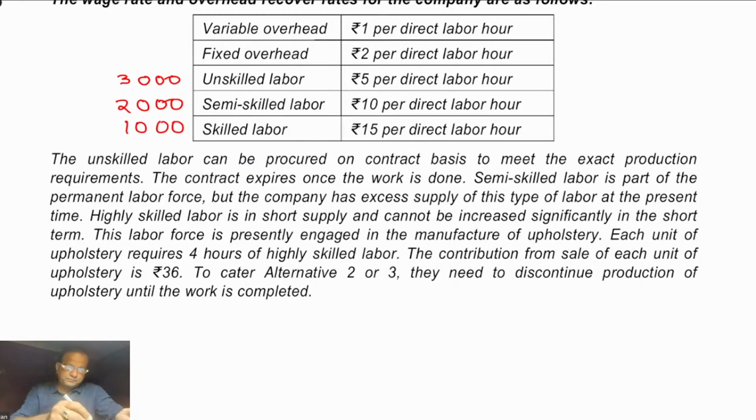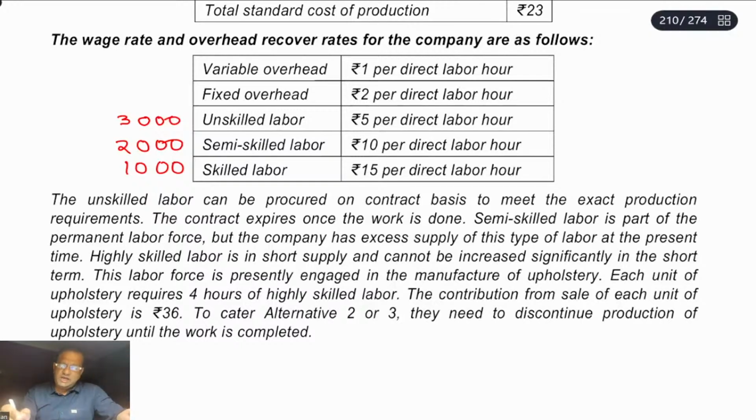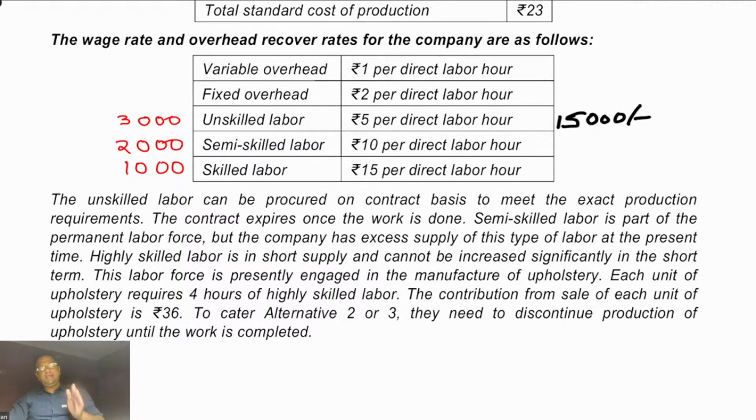Okay Vipin, so see beta, this is very simple. They say that unskilled labor can be procured on contract basis to meet the exact production requirement. It means we are not having any idle labor hours regarding the unskilled category. For whatever volume we require, we have to hire temporarily from the market and pay rupee 5. So 15,000 rupee is my relevant cost regarding unskilled labor in alternate number 2.